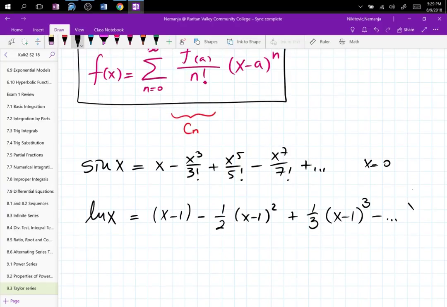Now, this was centered around x equals 1. You cannot expand your ln function around 0 because there is a vertical asymptote at 0, so you can't expand around vertical asymptotes. So that's why we expanded this around 1.